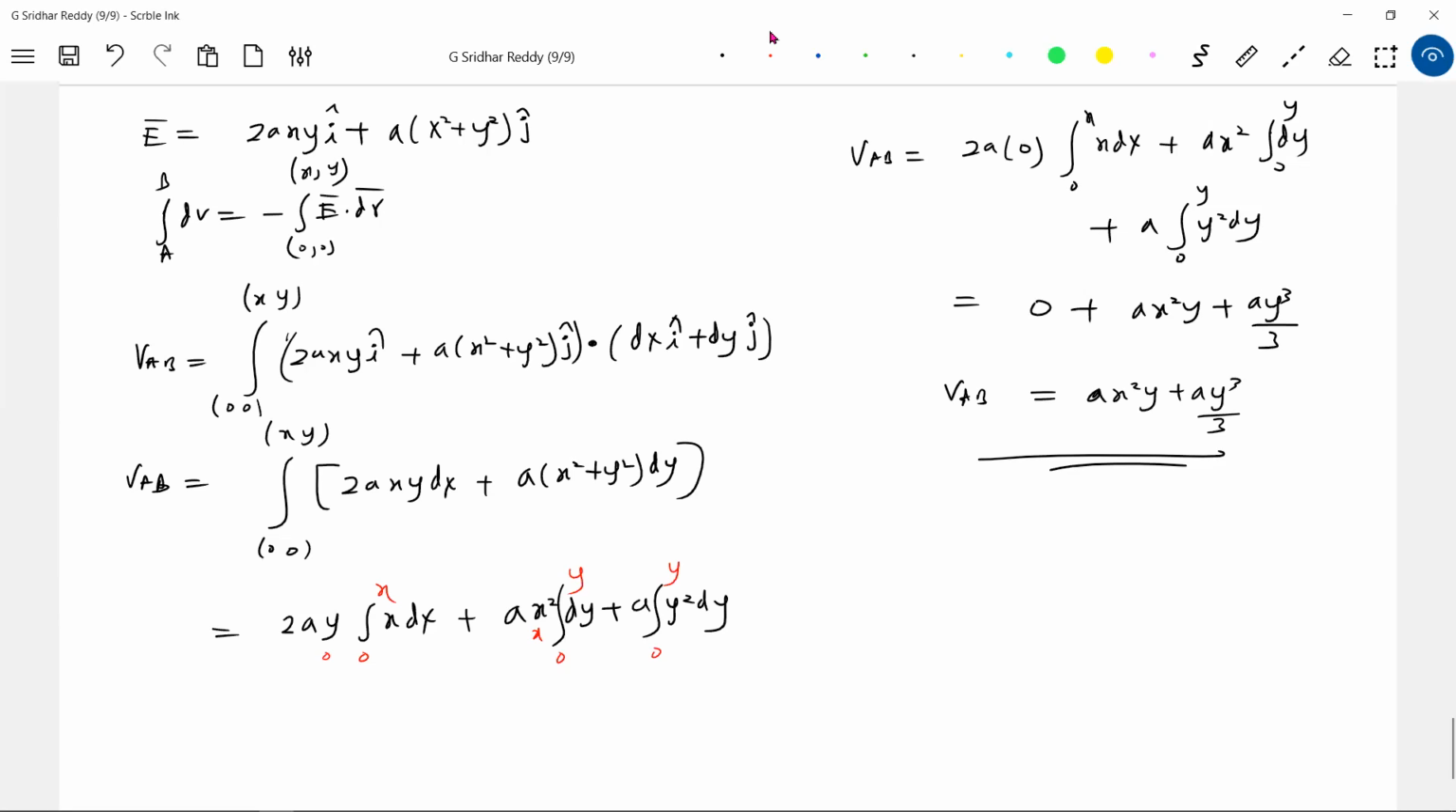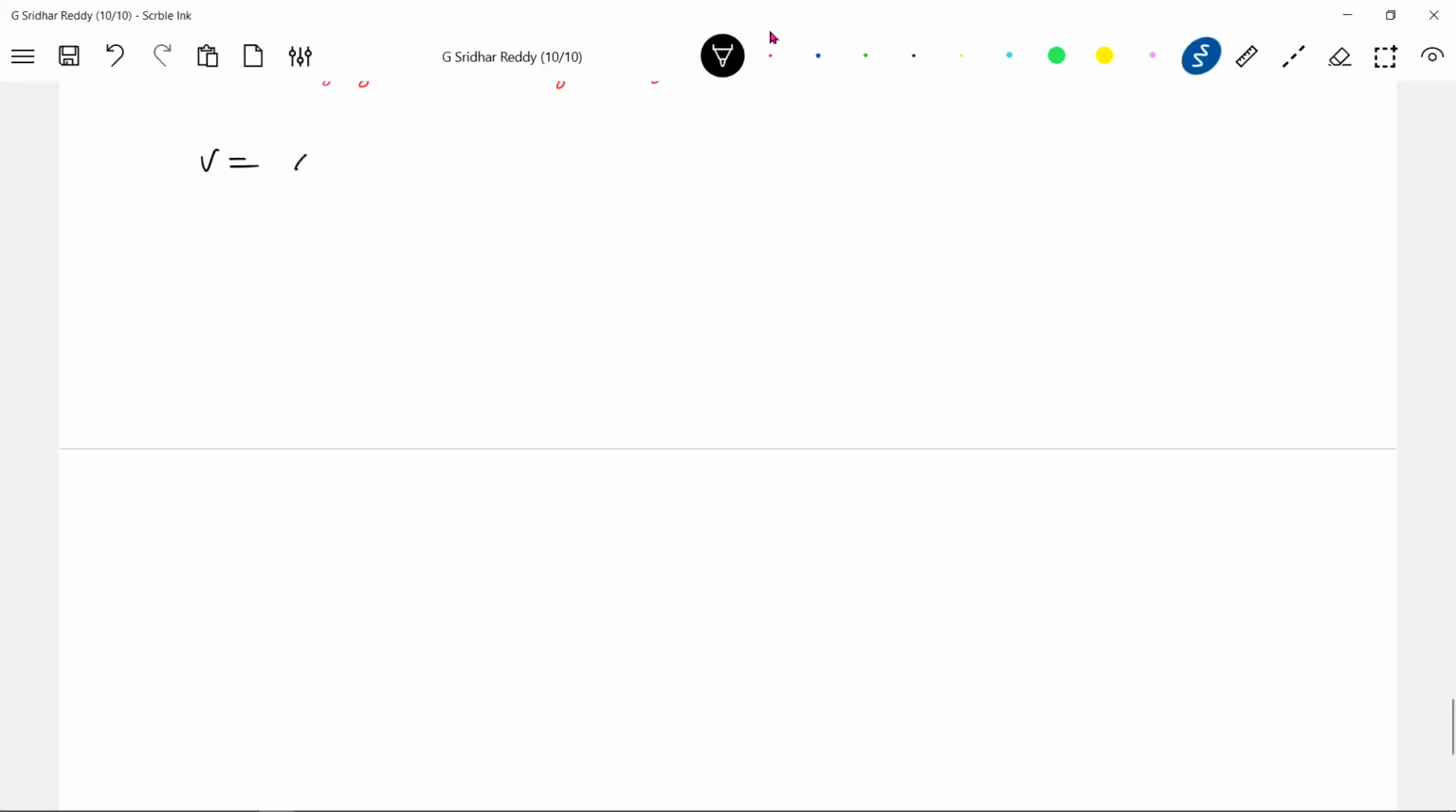Okay, similarly, if you know the electric field, how to calculate the potential. If you know the potential, so I do have this. The potential is given by A y square plus b z square. I want the electric field function.